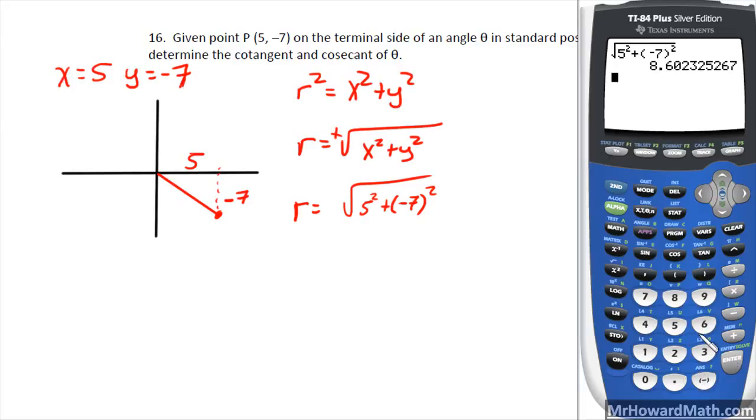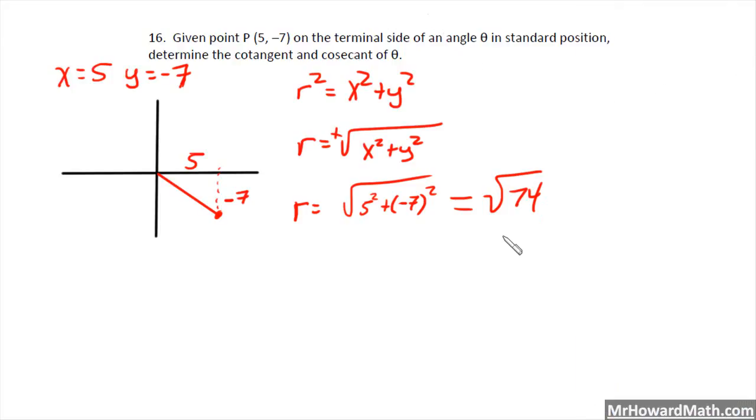and that is 8.6. Because that's a decimal and we need to establish trig functions, we're going to leave it in terms of a square root. So 5 squared plus negative 7 squared. We're just going to take the square root part off from our calculator, so equals the square root of 74 there. 8.6023 is square root of 74. So we're going to use square root of 74 because we're using the trig functions and we don't want to put 8.6023 in the numerator or denominator every time. So square root of 74 is appropriate here.